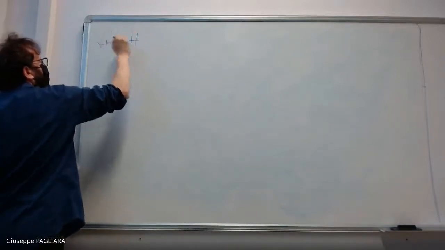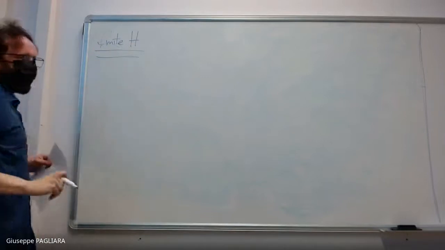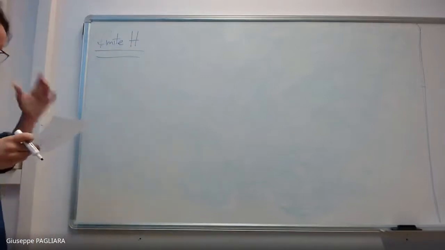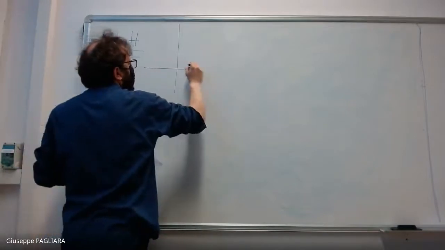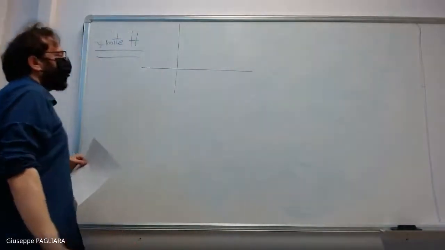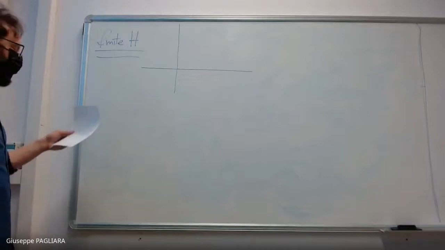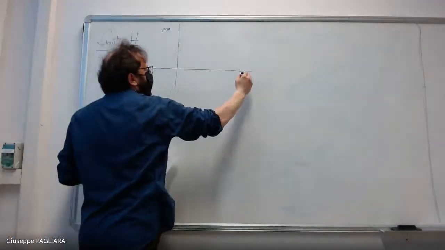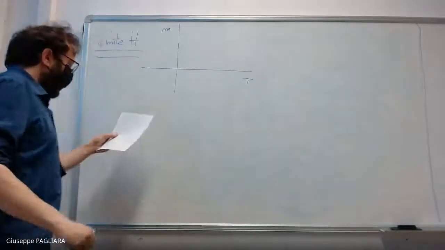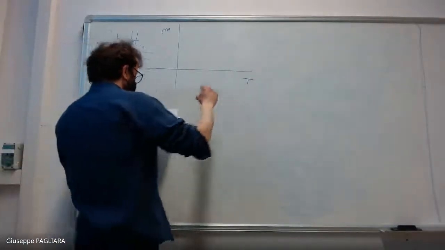So what we have described before was for H equals 0. Now, what happens when H is different from 0 can be described qualitatively by these plots. Here I have M, and here I have T. And actually now the situation will be something like that.